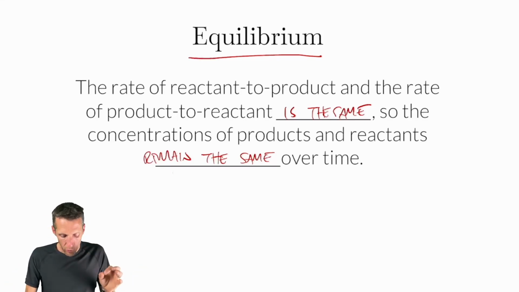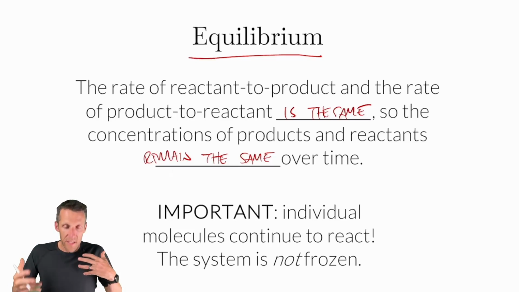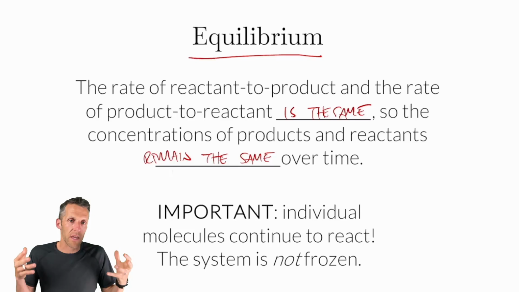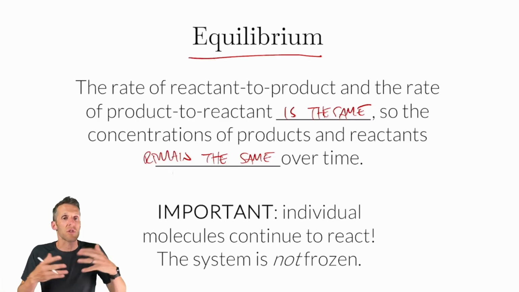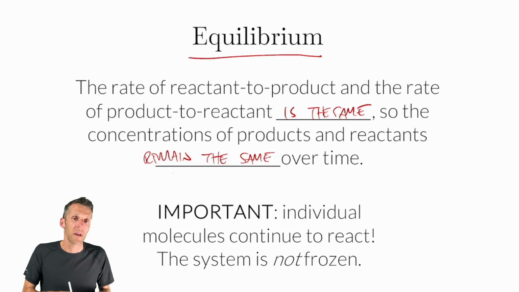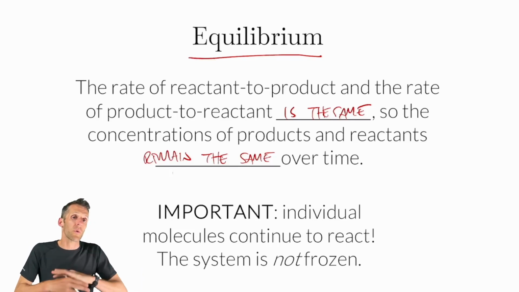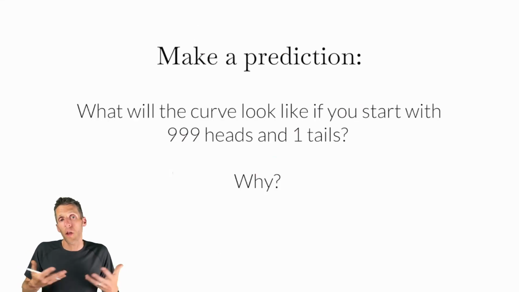Now, a really critically important point is that in this simulation and in chemical systems, the individual molecules continue to react. This equilibrium condition is not an endpoint where we've exhausted something or gone to completion. The system is not frozen. You're continually flipping back and forth. Heads are going to tails, tails are going to heads. In the helix example, helices are going to unfolded, unfolded are going to helix. Even though when we measure the concentrations of the products and reactants they're not changing, we're still seeing reactions between the states.